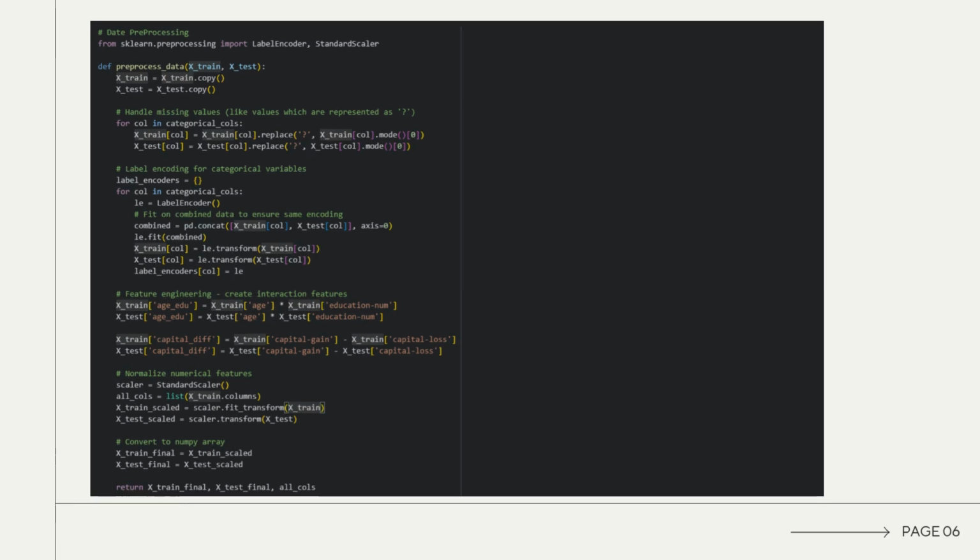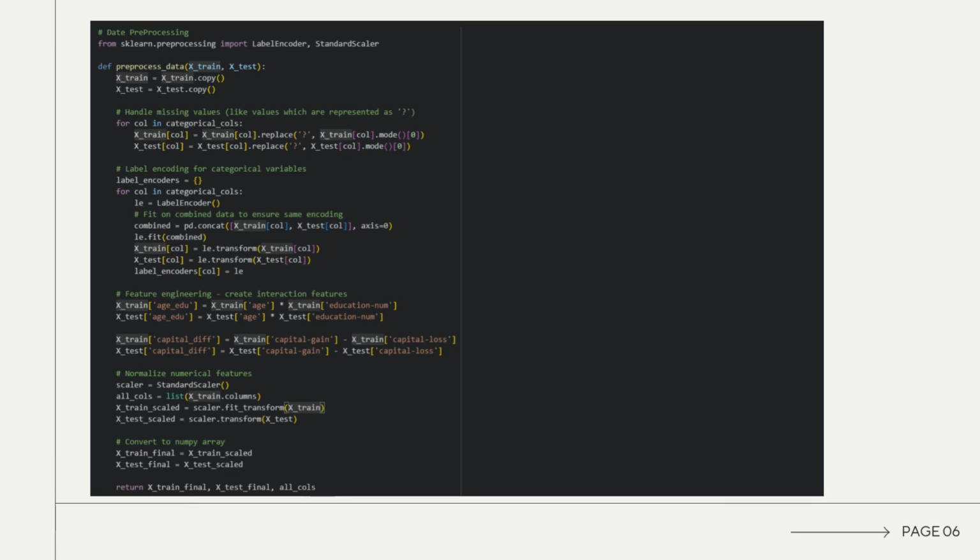So let's go through the preprocess data function. So first I handled the missing values. Some fields had question marks, so I replaced them with the most common value from the column using the mode function. Second, I have encoded categorical variables like work class and education using label encoding, using the label encoder library, which converts the text into numbers, which would be easier for the algorithm to interpret.